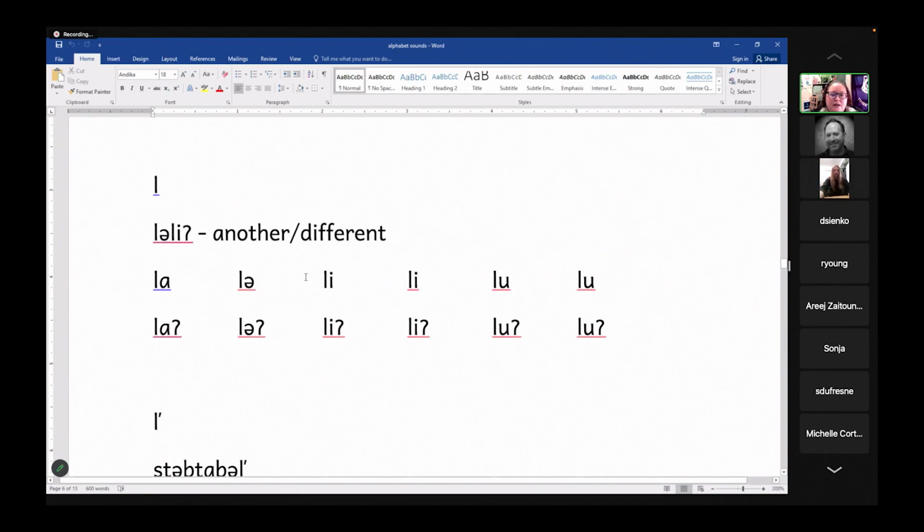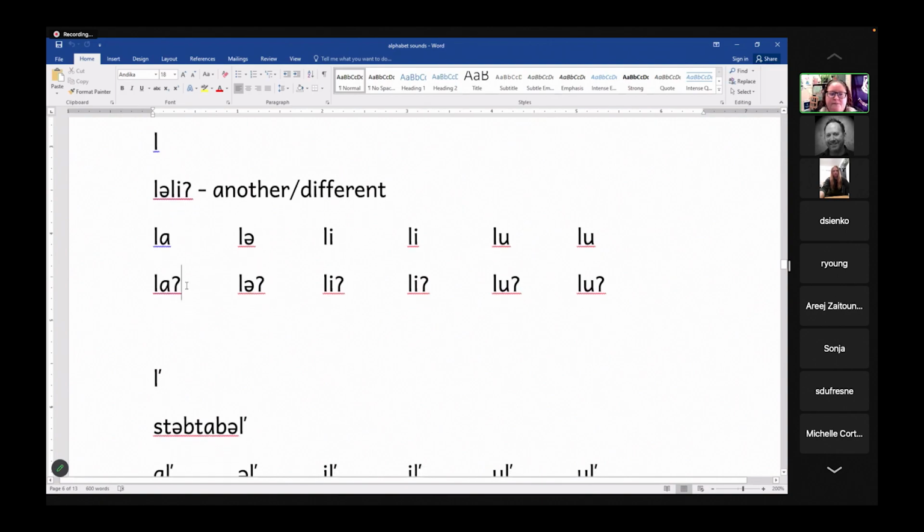La, la, li, lay, lo, lu. And then with the glottal stops, la, la, li, lay, lo, lu.